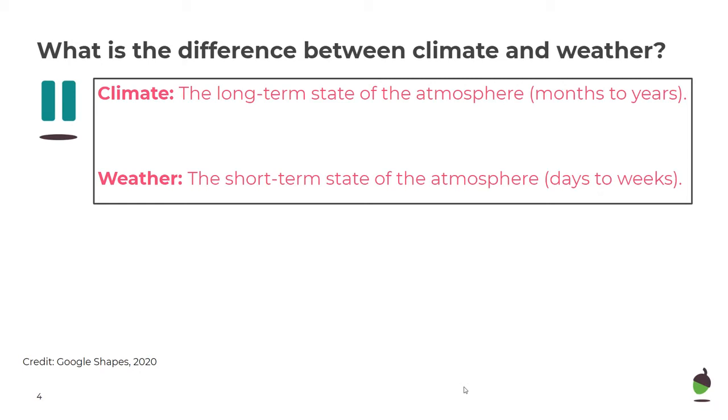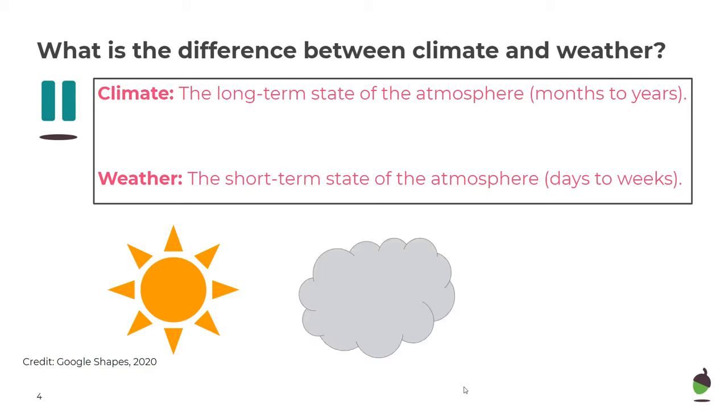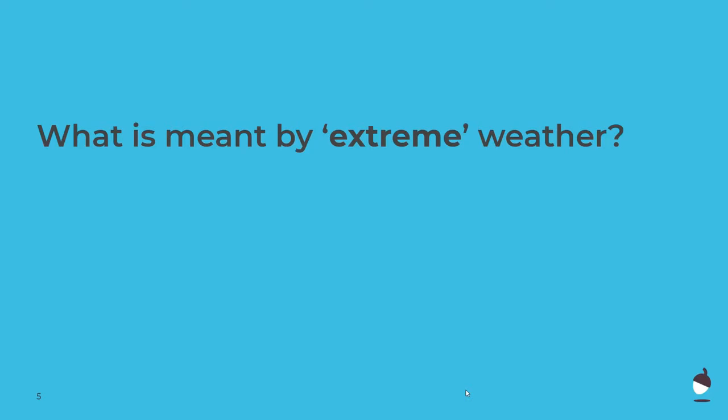So for example, is it going to be sunny today? Maybe we'll have a bit of cloud and maybe a bit of drizzle, or maybe we're going to experience a thunderstorm. So weather is that short-term state of the atmosphere, days to weeks. So now we know what the term weather means, let's consider what is meant by extreme weather.